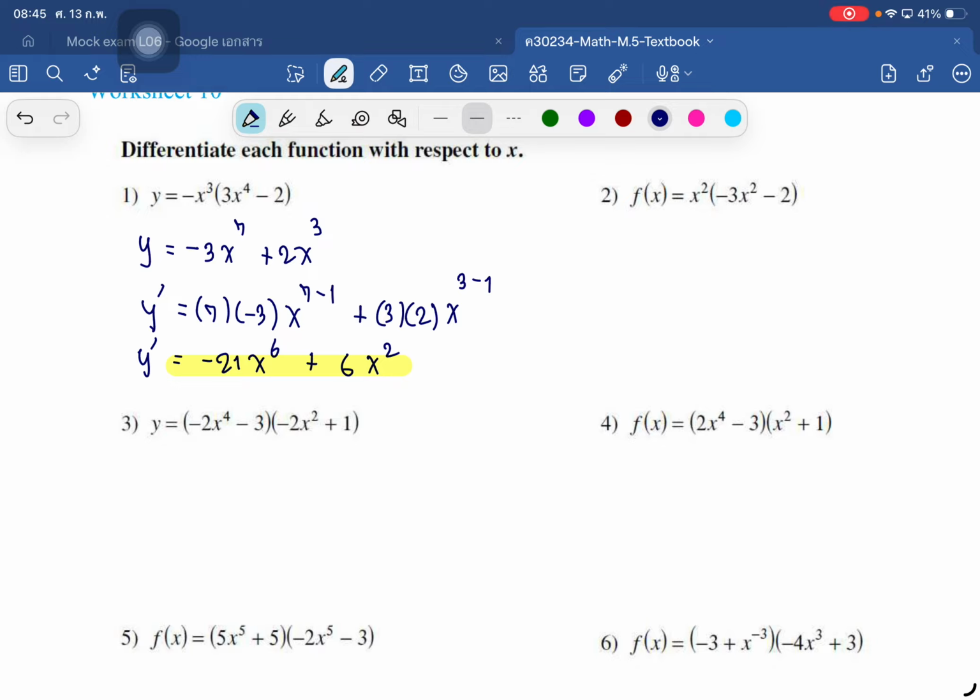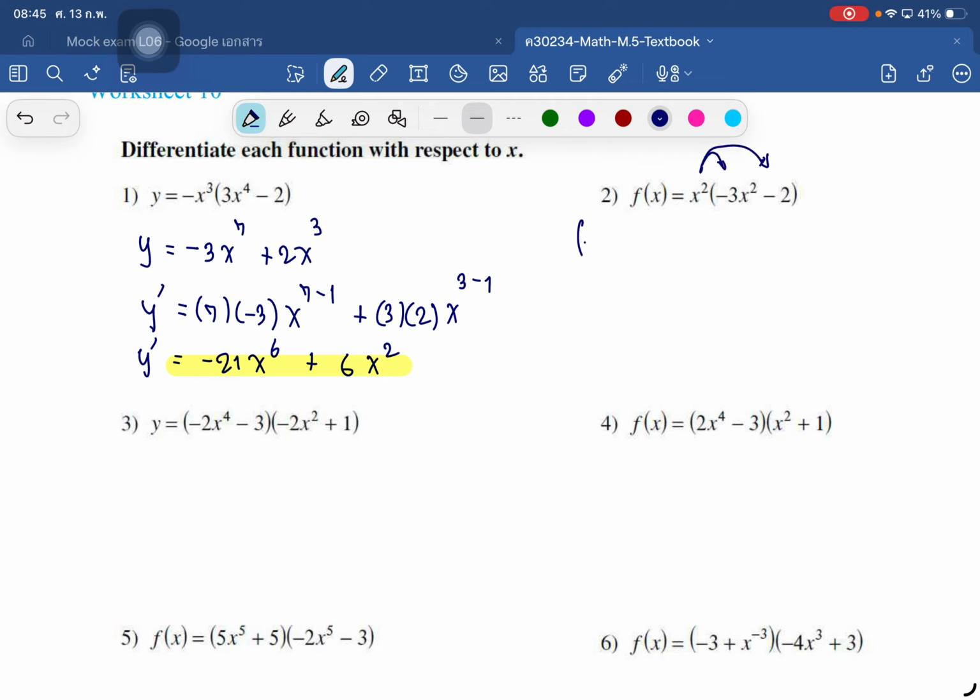This is the way we do the product rule. If you have 3 terms or 4 terms, the product rule is good. Normally when we differentiate, and the question just says to find y dash like this, you may do it to the simplest form.